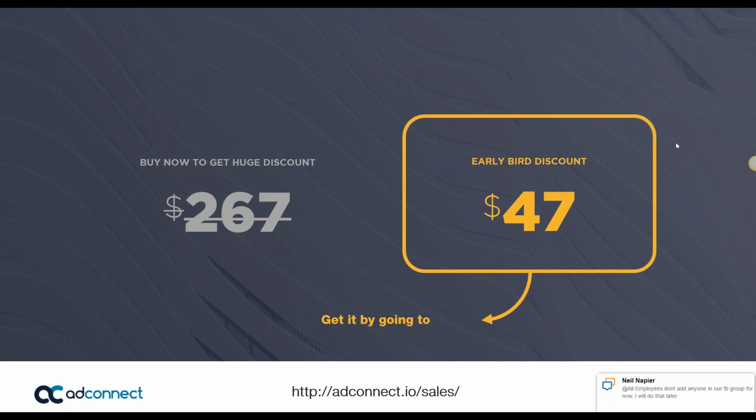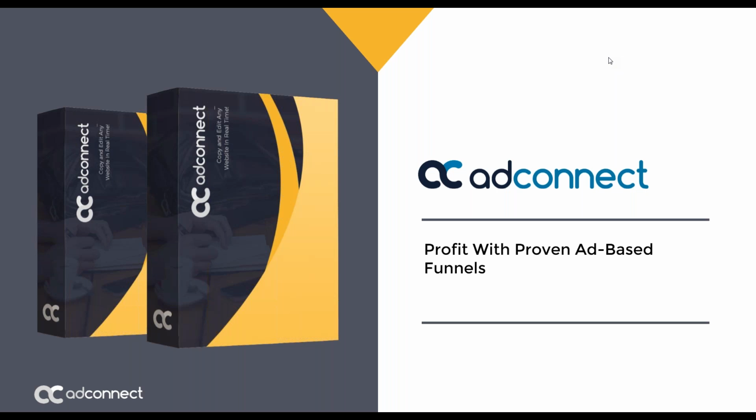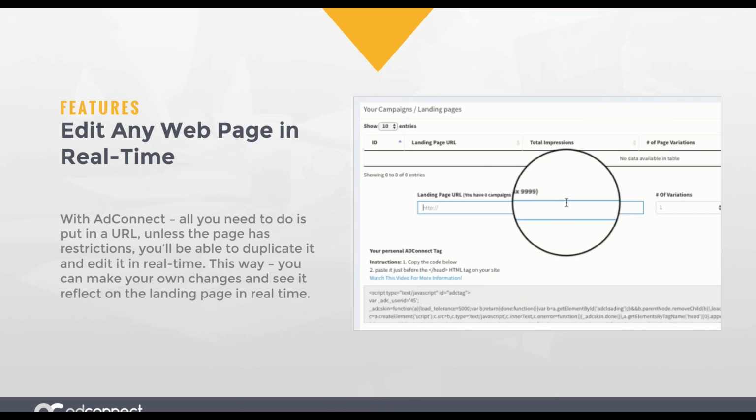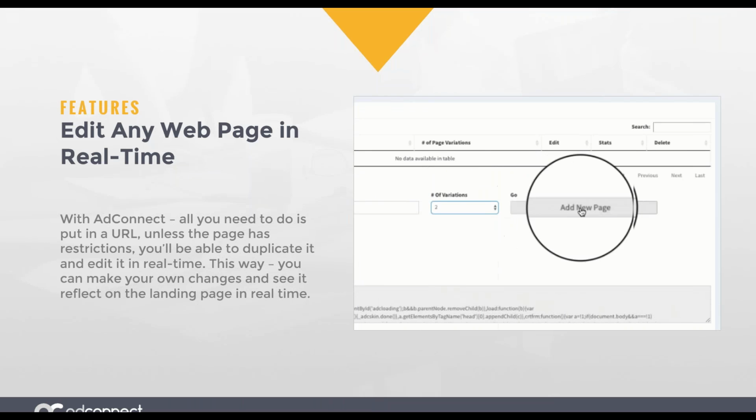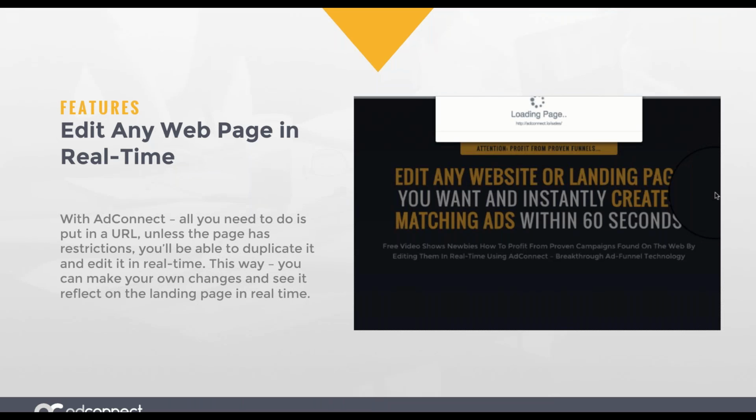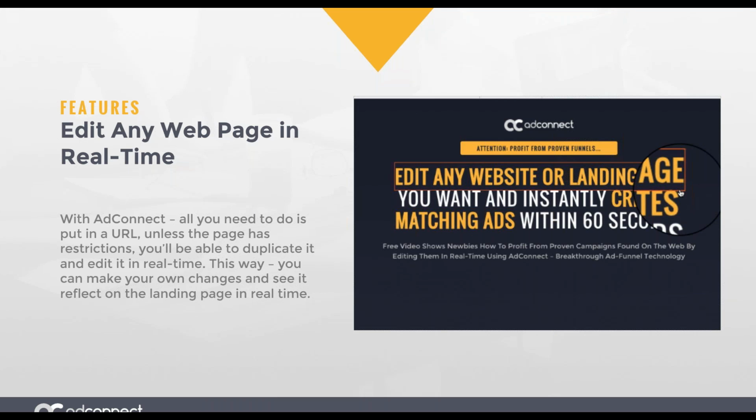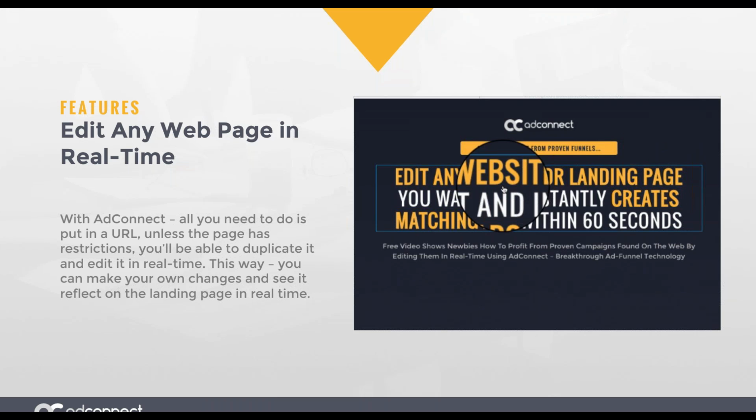All right, so the main offer itself allows you to create variations and ads already with your account. You'll be able to edit any web page in real time, create any number of variations for any page. For example, you can add your own links, you can add your own videos, you can add your own images as well.